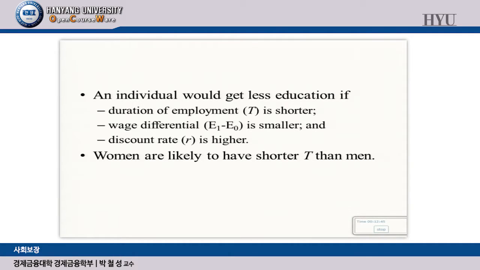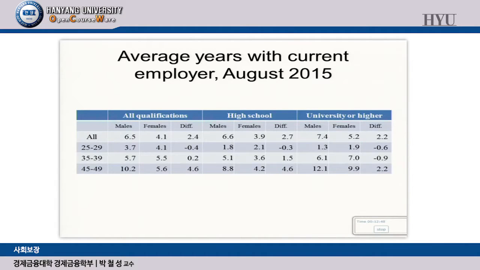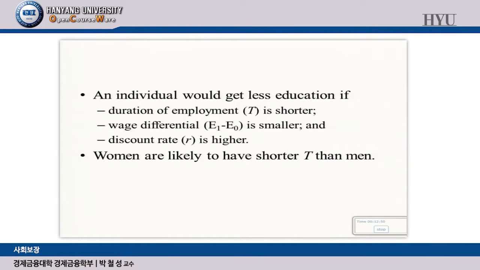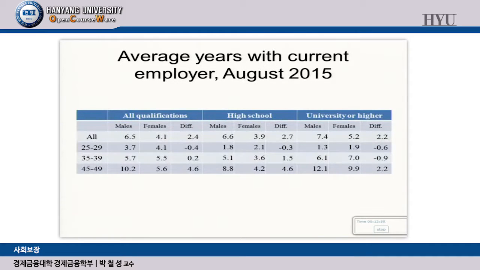Okay, so do they have a shorter T? Yeah, obviously, when you look at the LFPR diagram, women drop out of the labor force at around the age of 35. When you look at, for example, the average years with the current employer, August 2015, males on average have 6.5 years, females only 4.1. So on average, males have 2 years longer with their current employer.